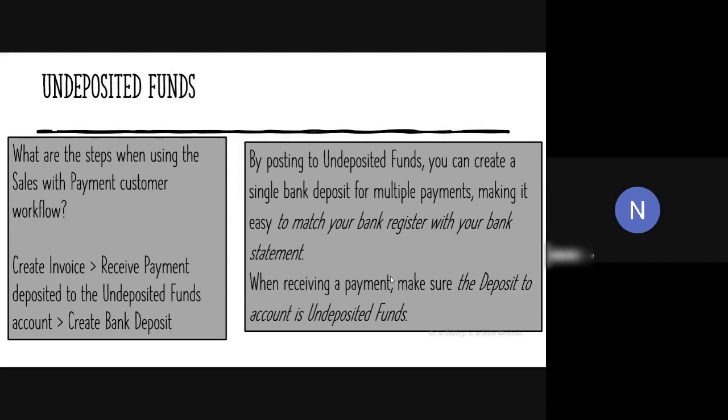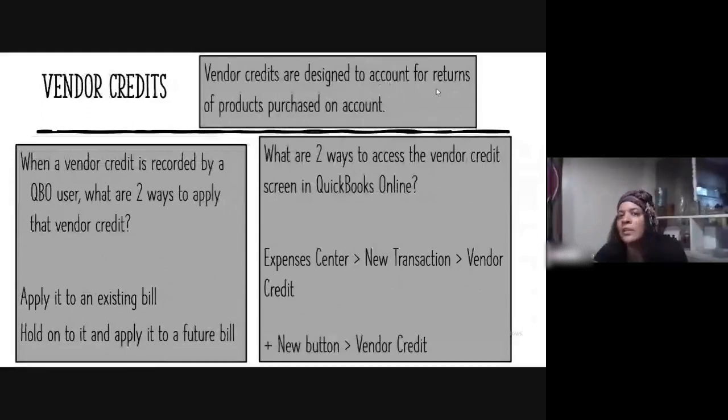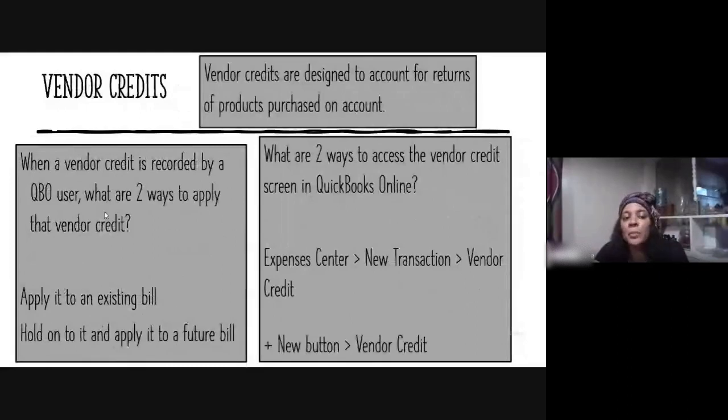Vendor credit. So vendor credits are designed to account for any return of products that you've already purchased on account. So it's the opposite of customer credits. You're getting credits from the vendors, your suppliers. So when a vendor credit is recorded by a QBO user, what are the two ways to apply that vendor credit? One, you can apply it to an existing bill, or two, you can hold on to it and apply to a future bill. So you can take your credit and use it to an existing bill or a future bill.